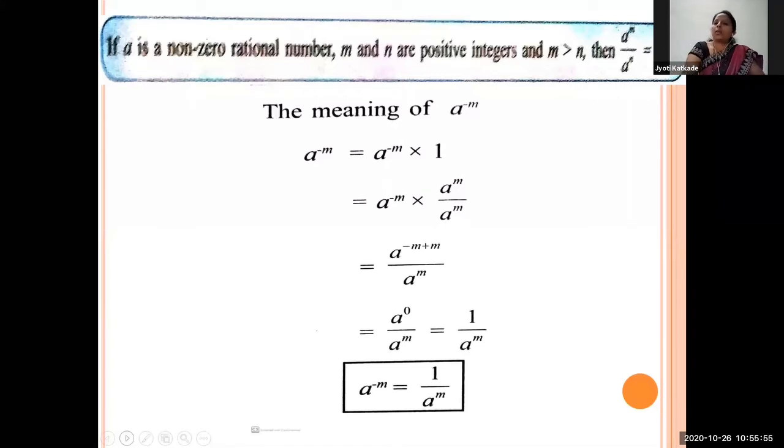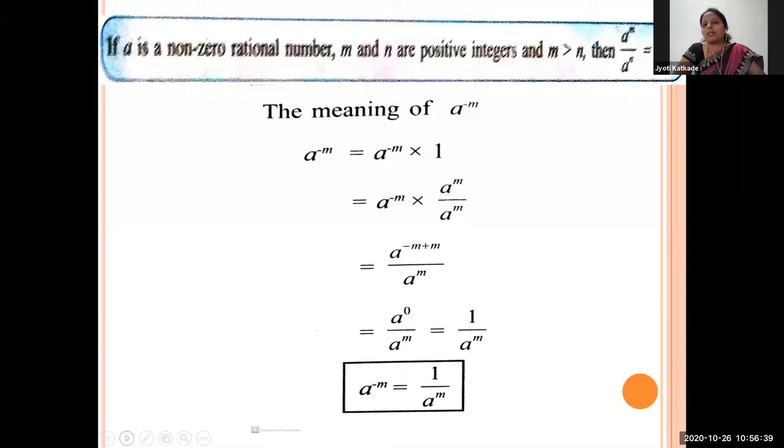Suppose in the next step we take a raised to minus m as it is, take the multiplication sign, and instead of 1 we take a raised to m divided by a raised to m. There is no change in the value, that is 1. When we cancel a raised to m, we get 1. So a raised to minus m into a raised to m divided by a raised to m. Now a raised to minus m has denominator 1.